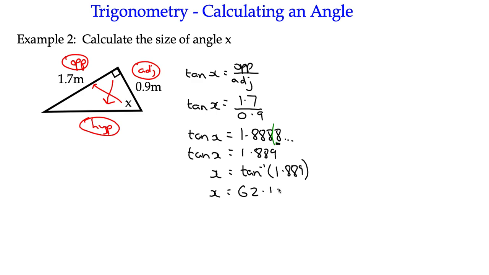62.104. Okay, now this is the final answer. By all means round it to 1 decimal place, but don't do it earlier than that. So the angle x is 62.1, I'm rounding down, degrees to 1 decimal place. Okay, so that's how we find the angle if we know 2 sides in a right angled triangle.